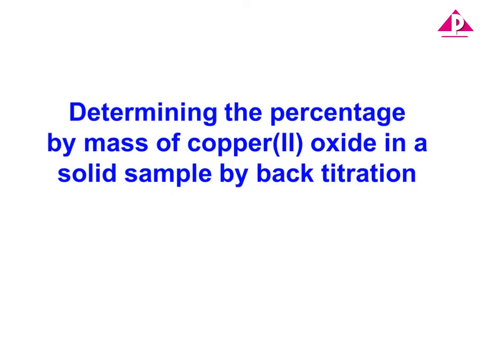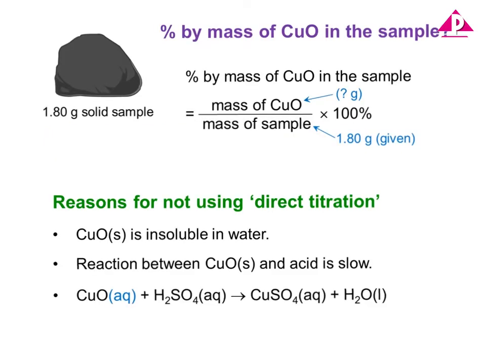This video is about determining the percentage by mass of copper-2 oxide in a solid sample by back titration. Suppose you are provided with a 1.80 gram solid sample, which is mainly copper-2 oxide. You have to determine the percentage by mass of copper-2 oxide in this sample. From this equation, we need to find the mass of copper-2 oxide present in order to get the required information.